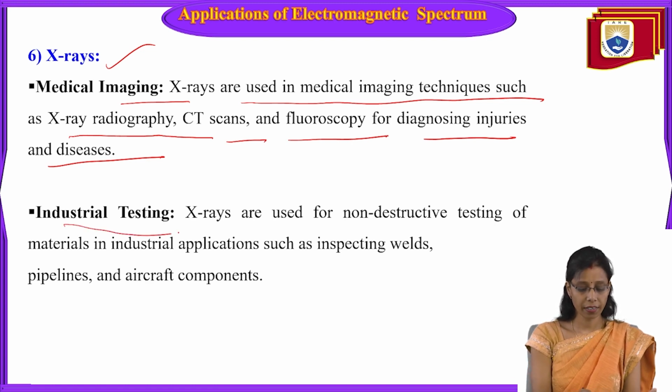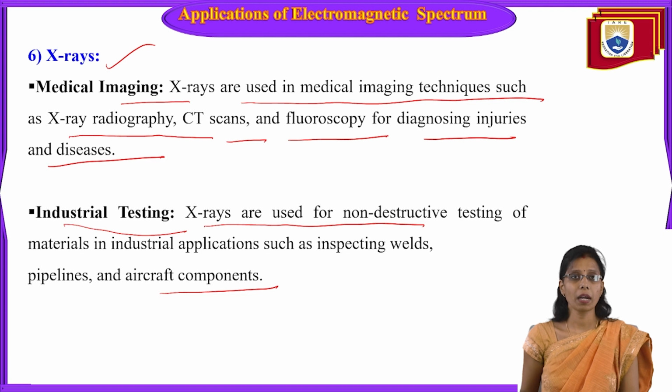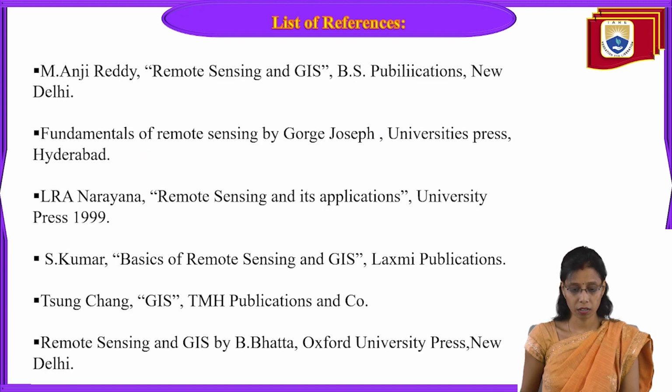Now we have industrial testing. X-rays are used for non-destructive testing of materials in industrial applications such as inspecting welds, pipelines, and aircraft components. It's very much helpful in industrial testing also. X-rays are used for non-destructive testing, like material testing in industrial applications, where they are able to inspect the welds, pipelines, and aircraft components.